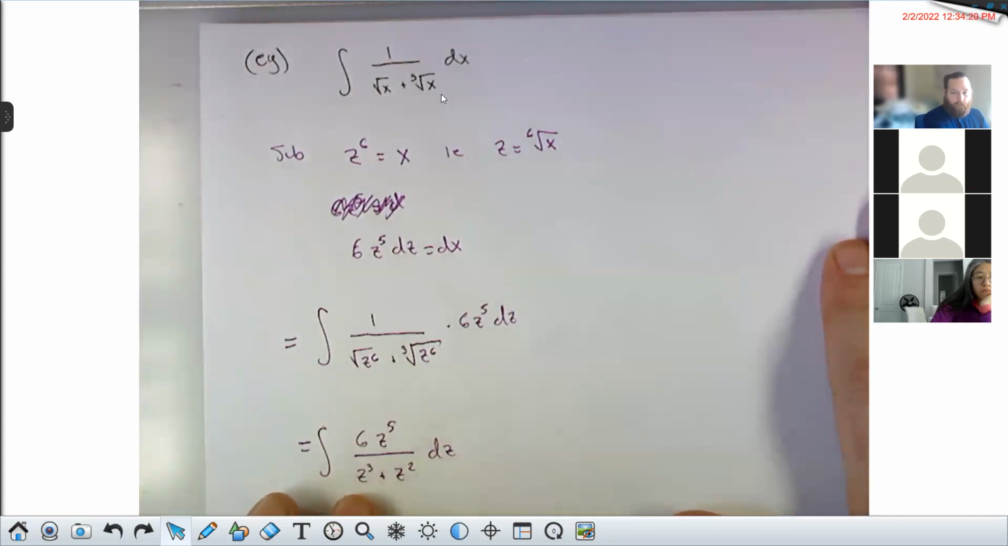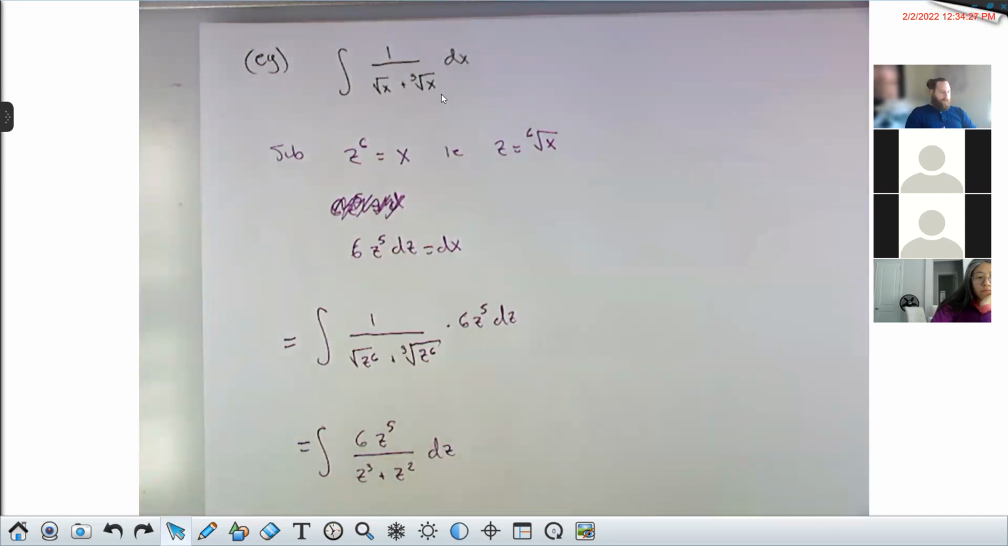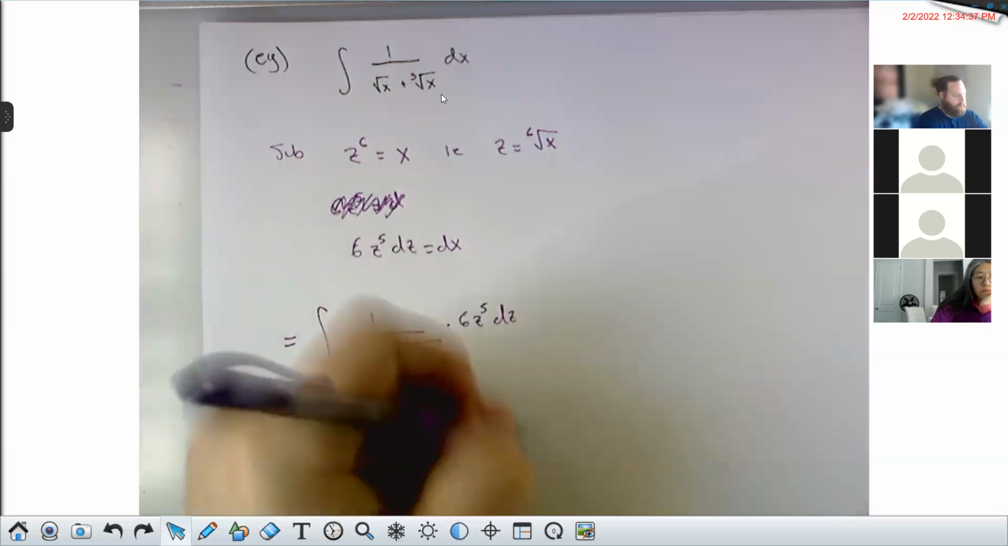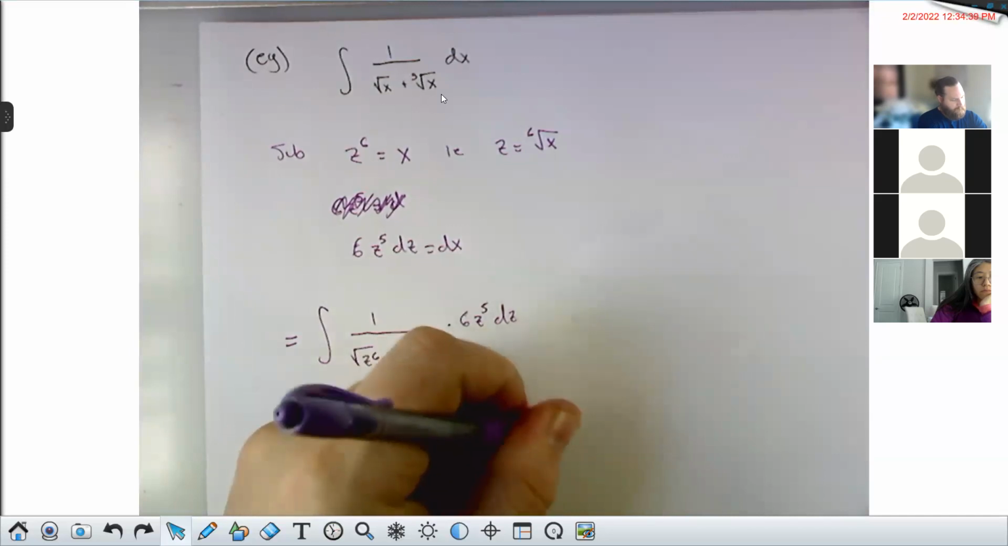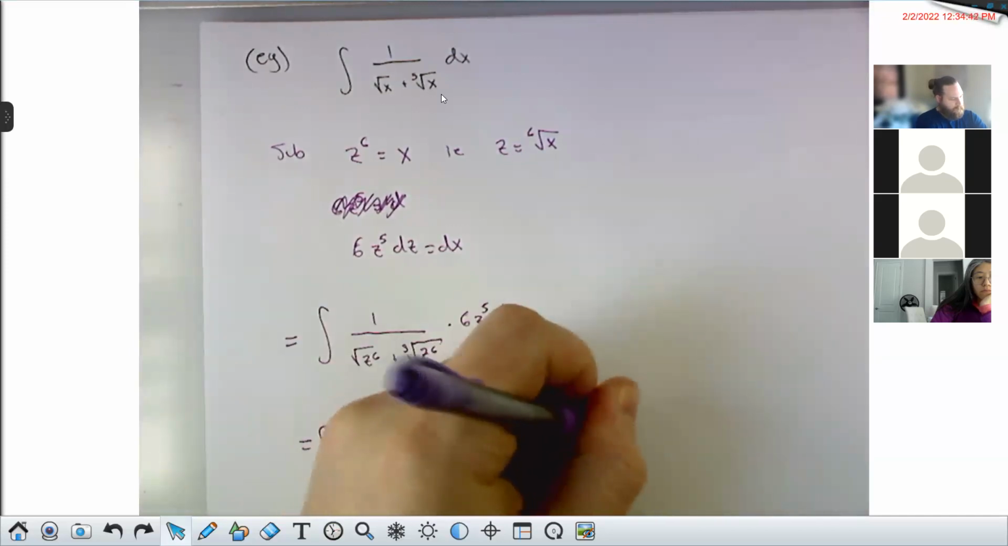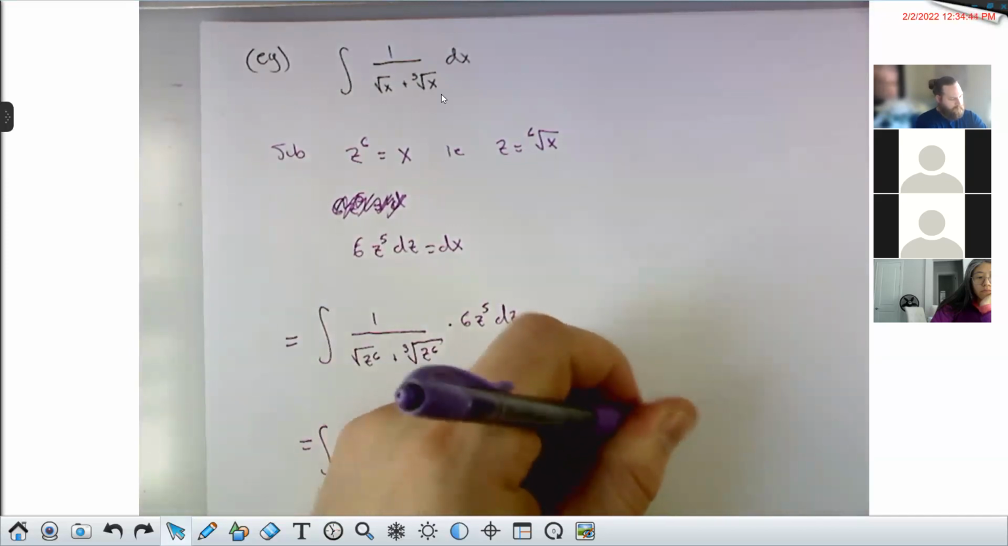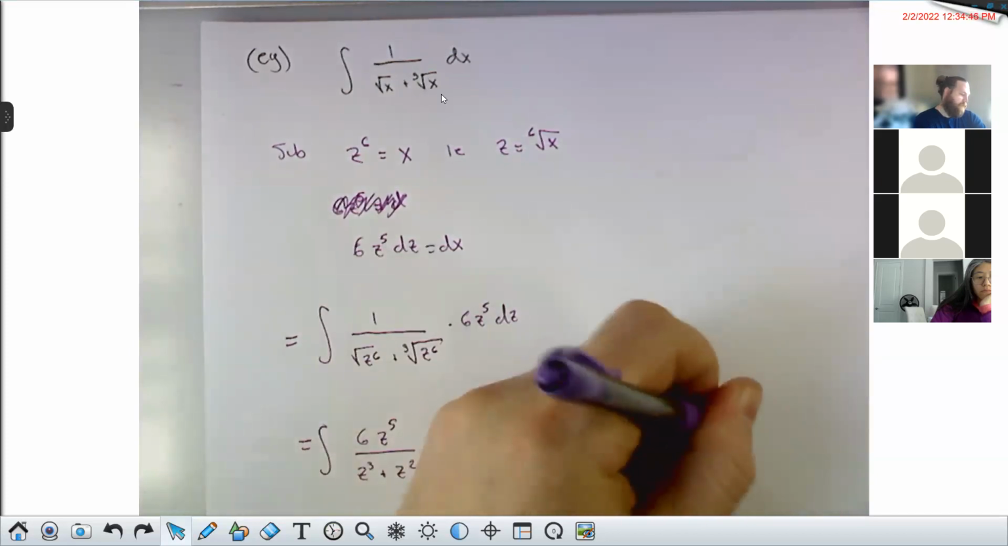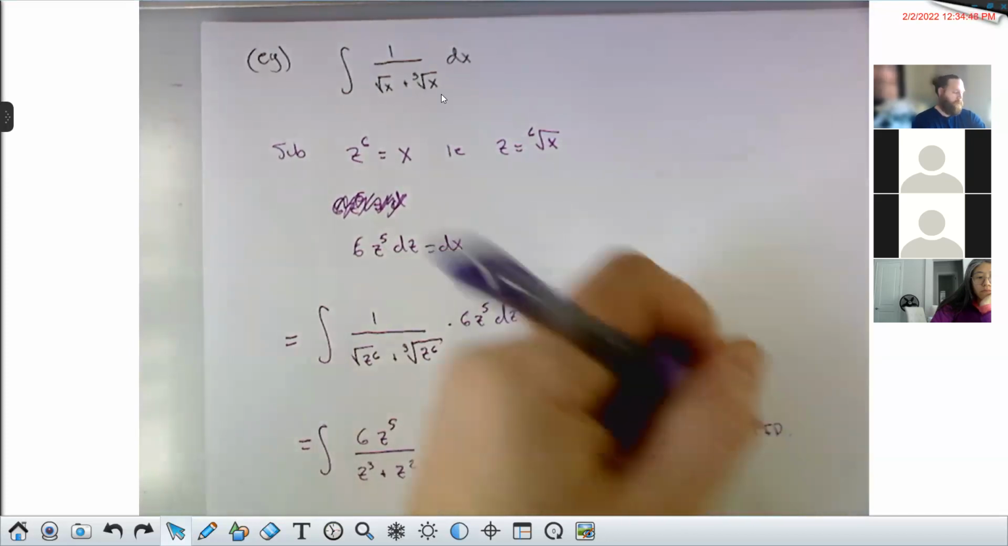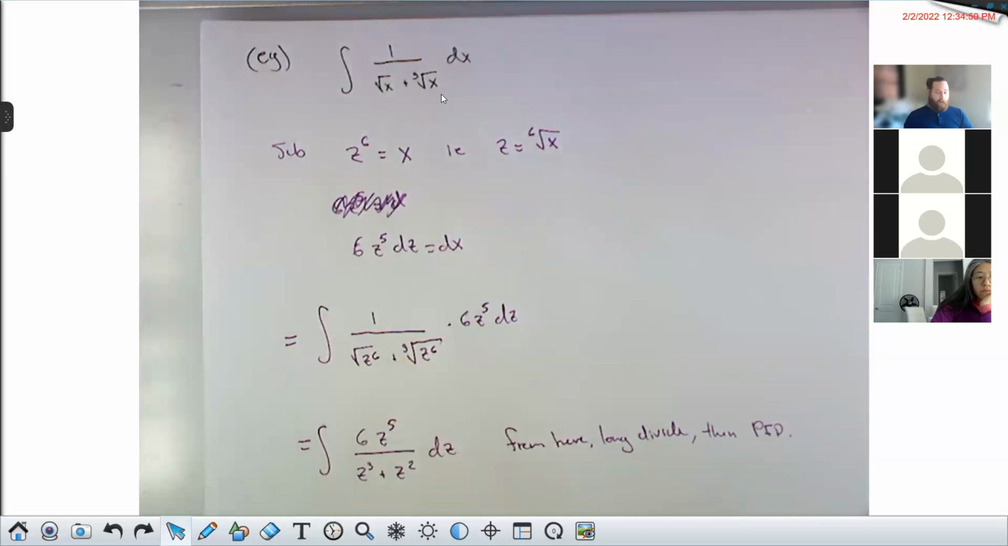It's improper, so you'd have to divide, long division, to get started from there, and then you can do some partial fractions. So these are called rationalizing substitutions, substitutions that take functions which are not rational functions and turn them into rational functions. And they're fun. So from here, long divide, then some PFD. I won't do it because we're out of time today, but these are fun problems that I like.